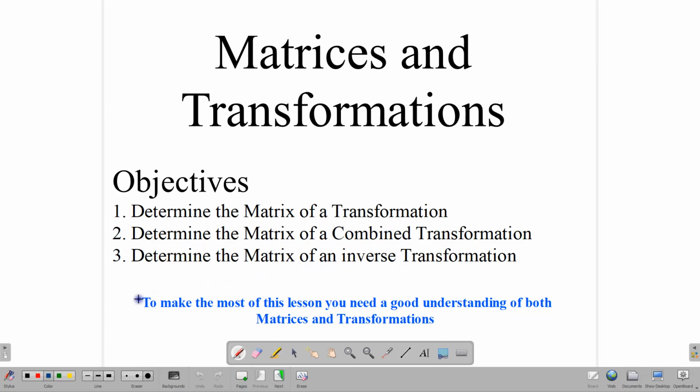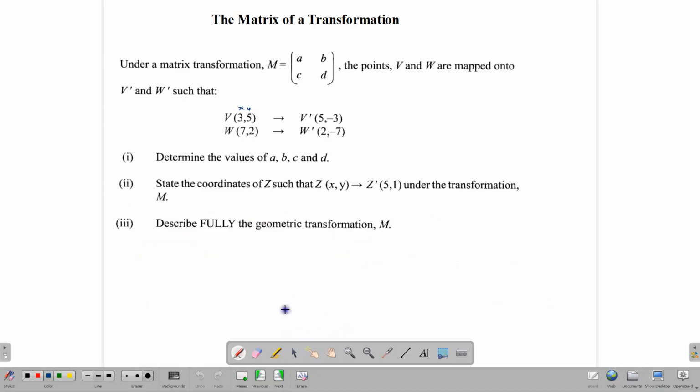To be very fair, to make the most of this lesson, you need a good understanding of both matrices and transformations. So if your foundation in matrices and transformations is a little weak right now, this lesson may not be the lesson for you. That doesn't mean that if you participate you won't learn, but you may not benefit as much as you could if you had a good understanding of matrices and transformations. That's it. Let's go into it.